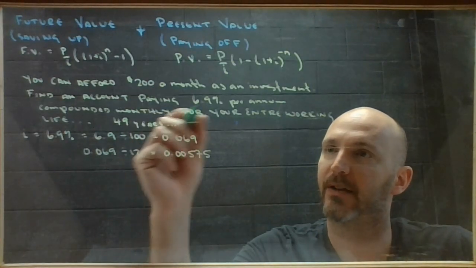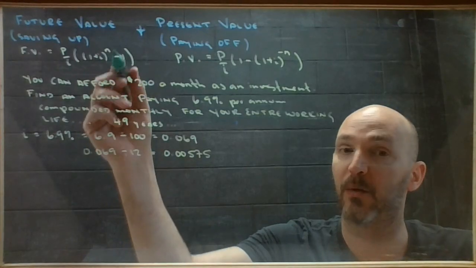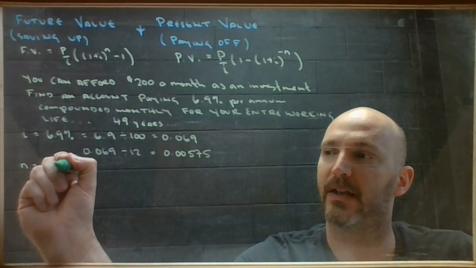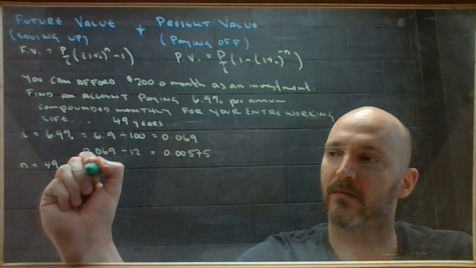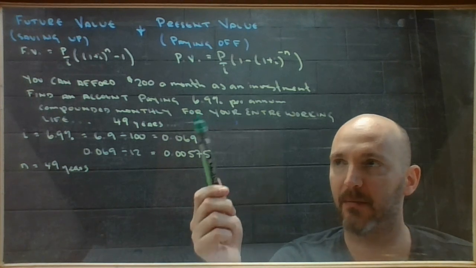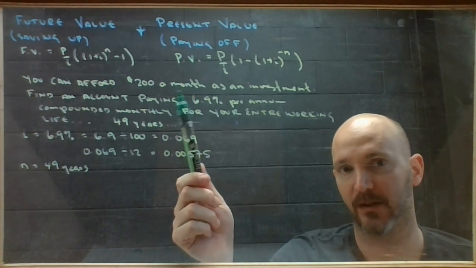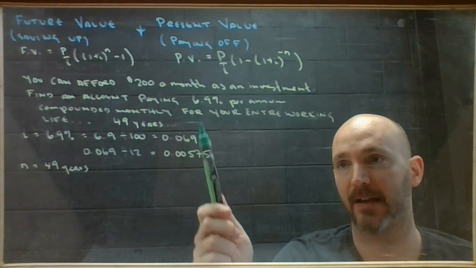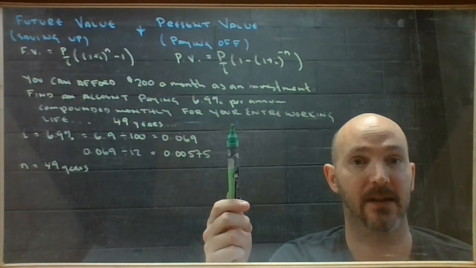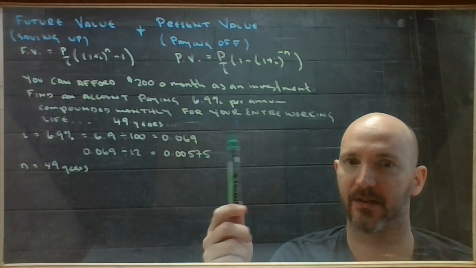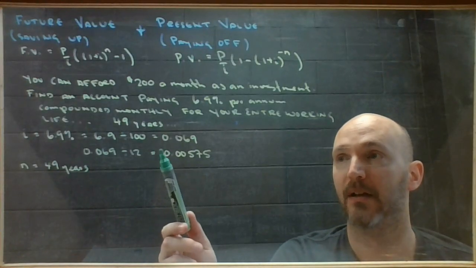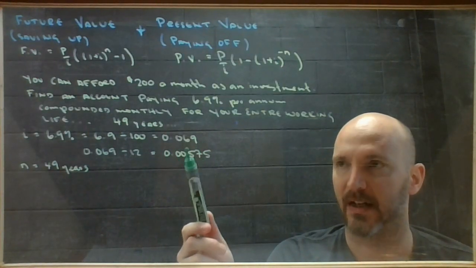Now my n value, the number of compounding periods, was 49 years. But my payments, and this is important, the payments you're making, the $200 a month, have to match the compounding period, a month. If it doesn't, you have to do a little bit of math and magic to make them line up that way. Otherwise, this formula won't work properly. So just watch that when you're doing these questions.